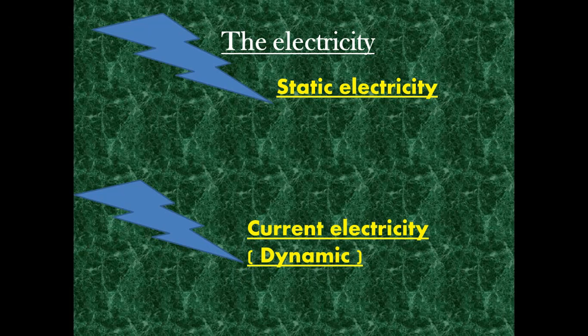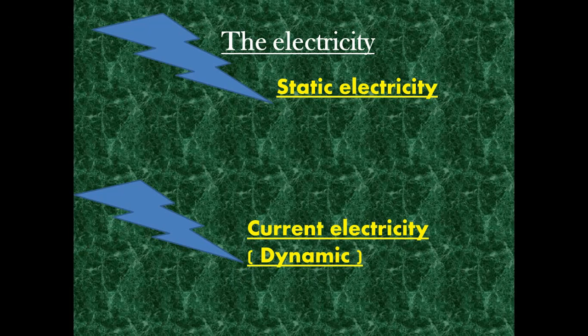But the other type, called current or dynamic electricity, means it really moves. It moves inside the electric wires. So this is the type that we can use to make the devices work, as it can move inside the electric wires of the devices. So again, we have two types of electricity, static electricity and current or dynamic electricity.